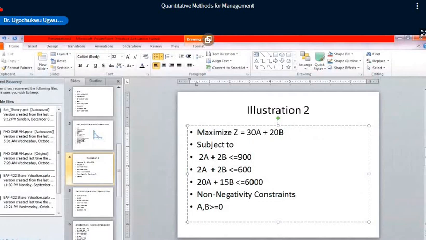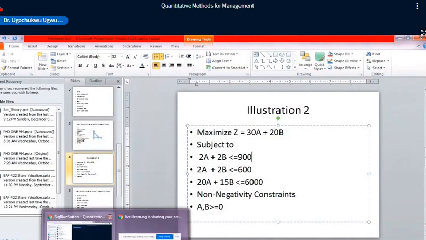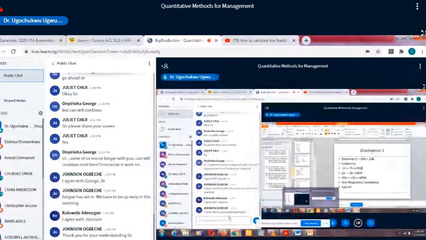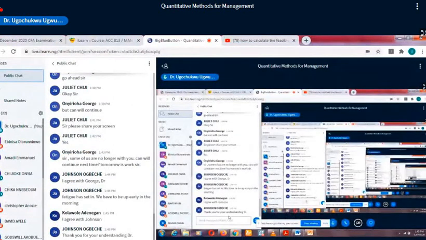This second illustration is in your notes. So please just find time and go through that second illustration and other illustrations, so that when we come back next week, I'll take one or two illustrations from other sources, and then we'll end this issue of linear programming and move on to the next thing.